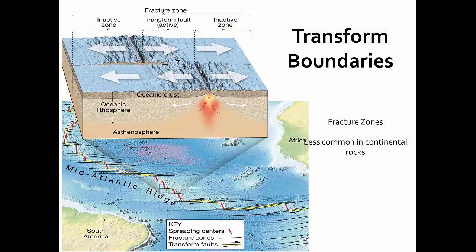Transform boundaries are typically very short segments of plates moving side by side. They connect sections of divergent boundaries, which cannot run in straight lines because the Earth is a sphere. There's no volcanic activity at transform boundaries, and the earthquakes are shallow in depth.